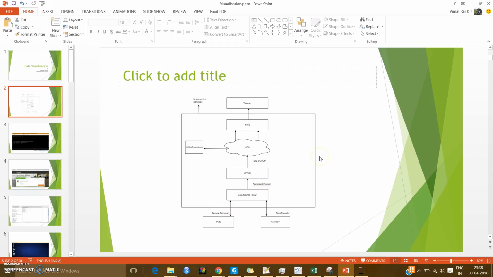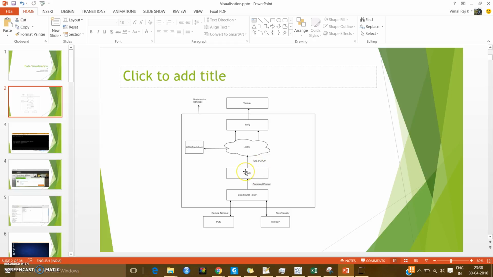I have used the Hortonworks sandbox. The data I showed you is collected and stored in my local system, and then it is moved to the Hortonworks sandbox using two tools, PuTTY and WinSCP. When it is moved to Hortonworks, it is moved to MySQL as a staging table with the help of the command prompt, that is, MySQL inline queries. I have loaded my CSV into MySQL.